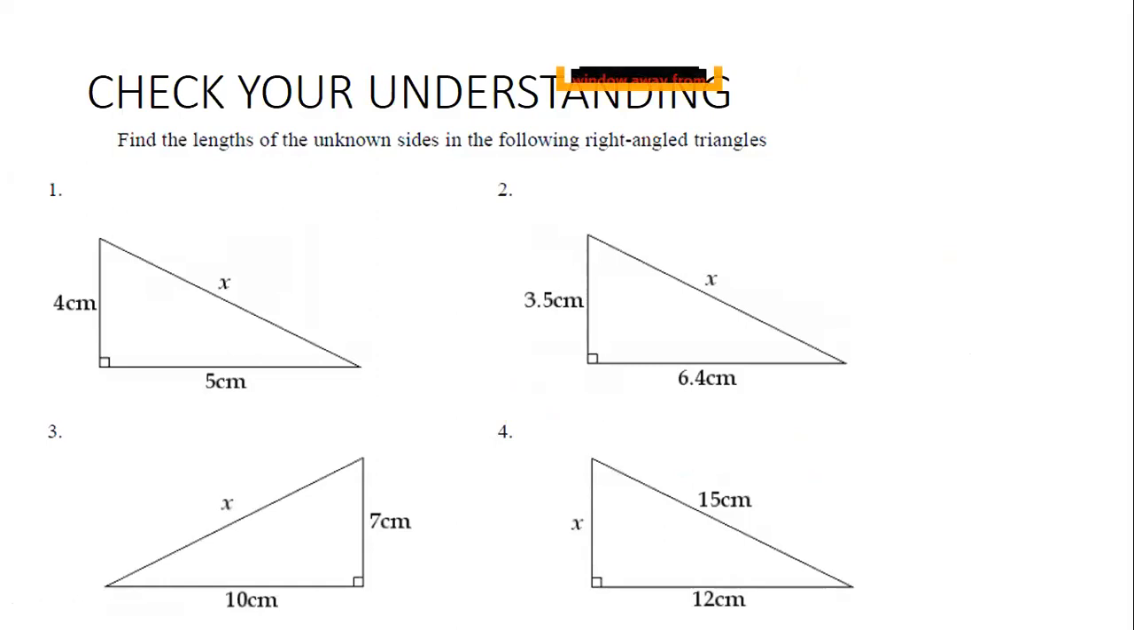So we're asked to find the length of the unknown sides in the following right triangles. Two, I think three, of the items are looking for the hypotenuse, while one item is only looking for the missing leg. So if you need more time, just pause the video.